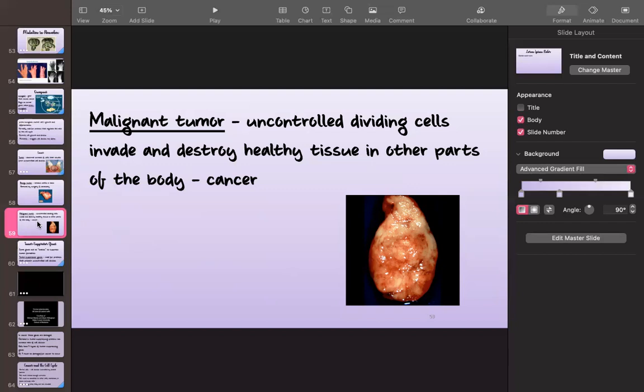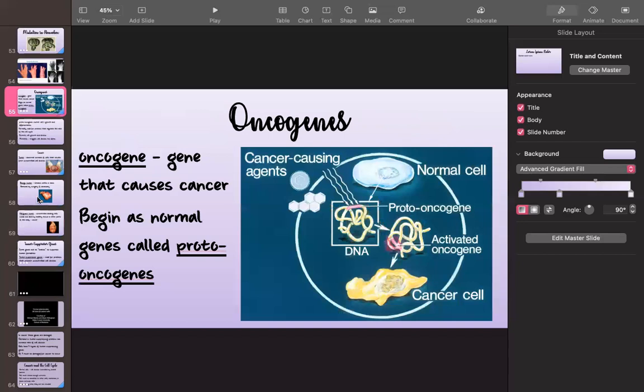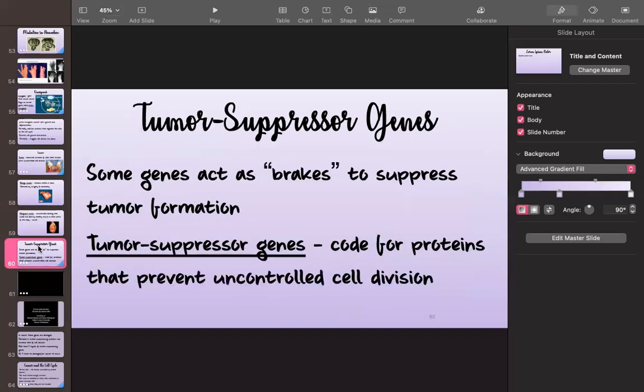Okay, so even if you have a benign tumor or a malignant tumor, or you have proto-oncogenes which have mutated into oncogenes, your body does have a way to try to keep these kinds of cells in check. And one of the ways that your body tries to keep cancer cells in check is through tumor suppressor genes. These code for proteins that prevent uncontrolled cell division.